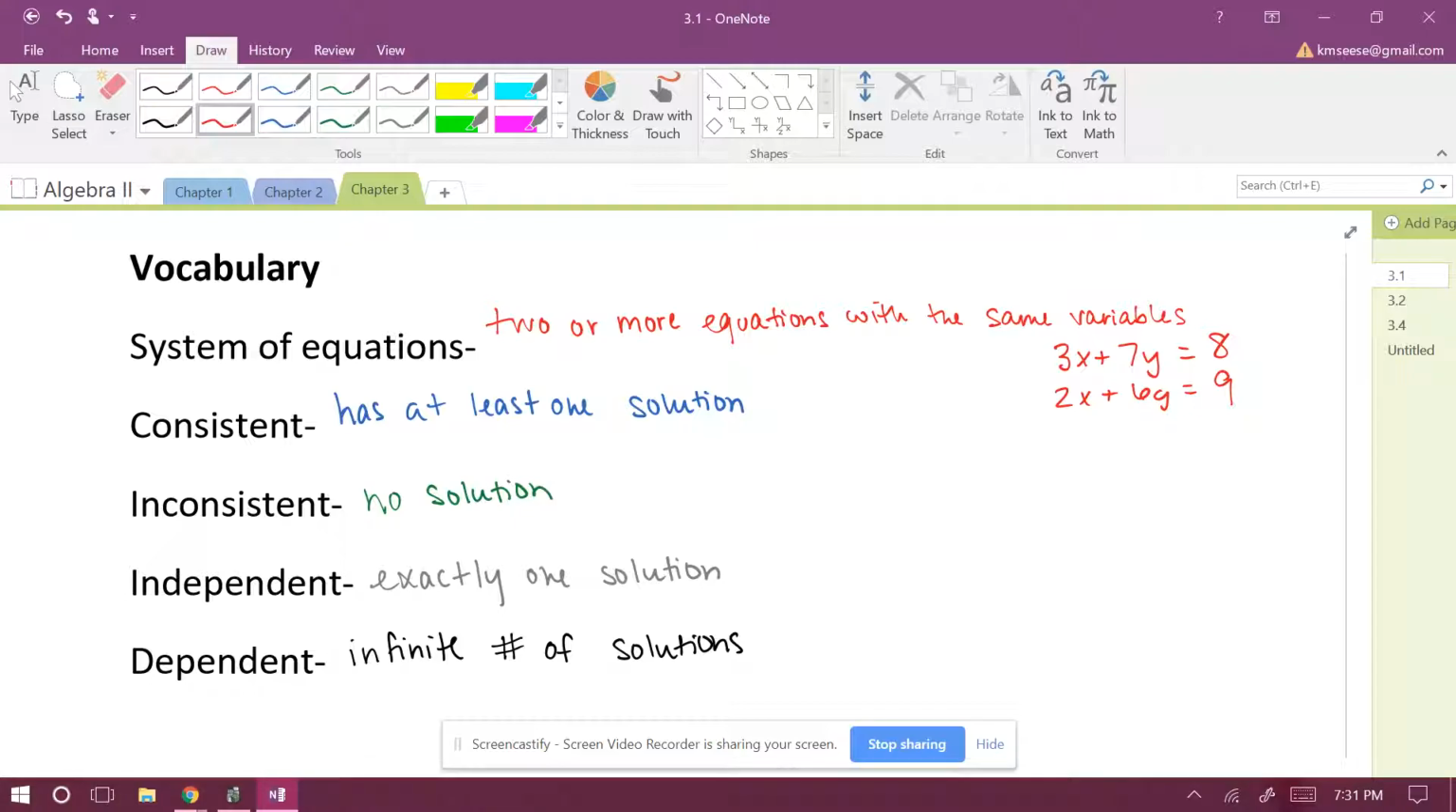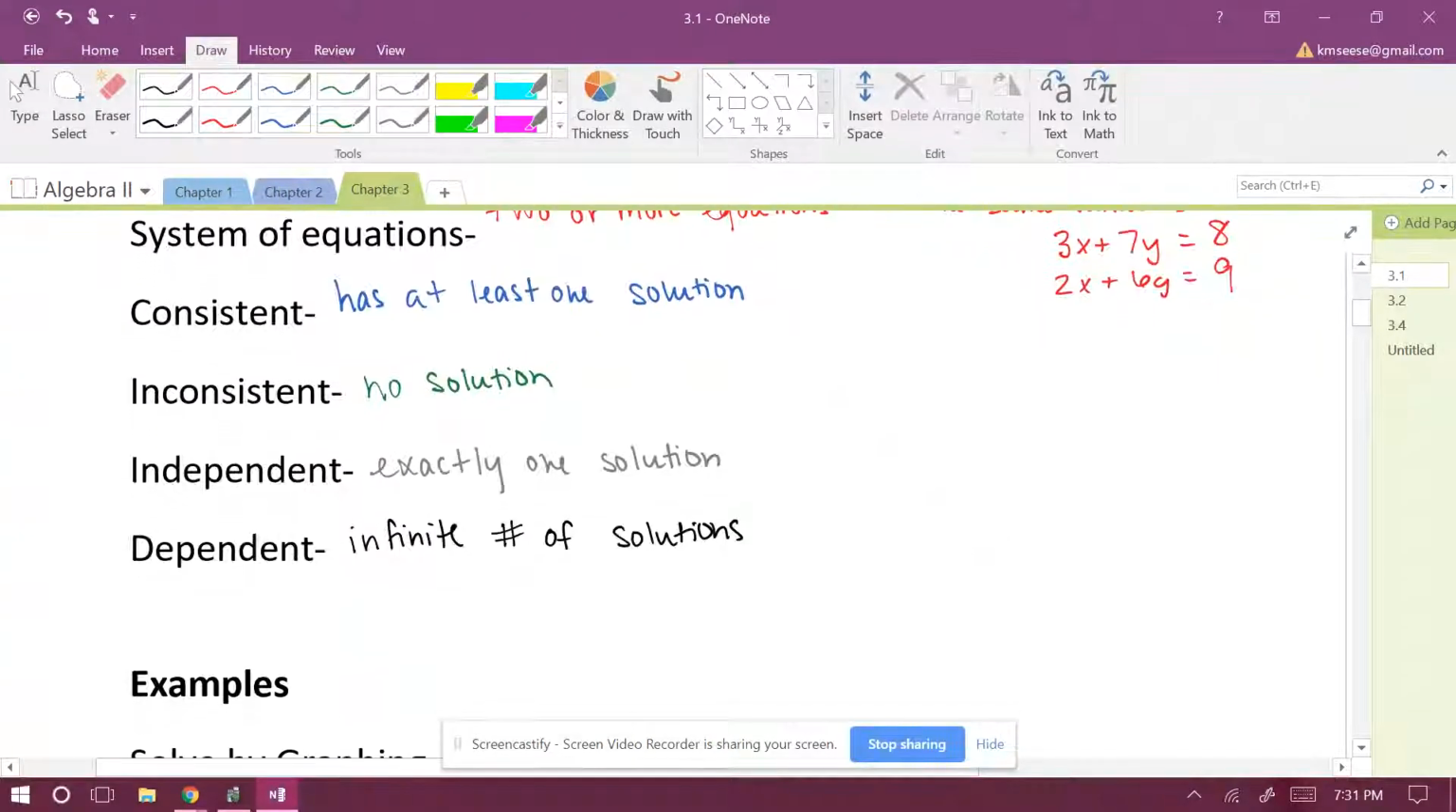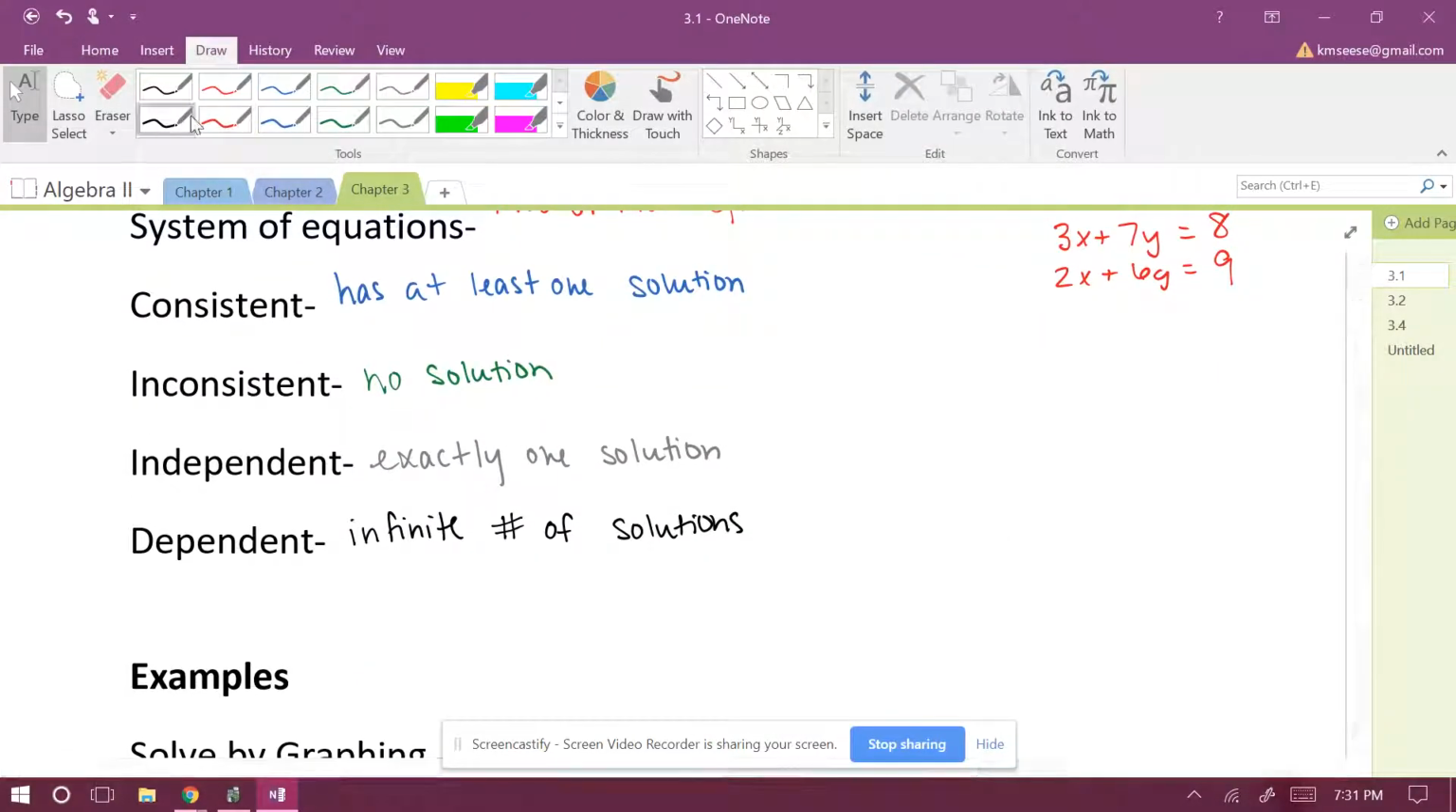A system of equations can either be consistent or inconsistent. Consistent means it has at least one solution, and an inconsistent system of equations has no solution. There's also independent and dependent. An independent system has exactly one solution. So you may have an equation that has a line like this and one that has a line like this, one solution.